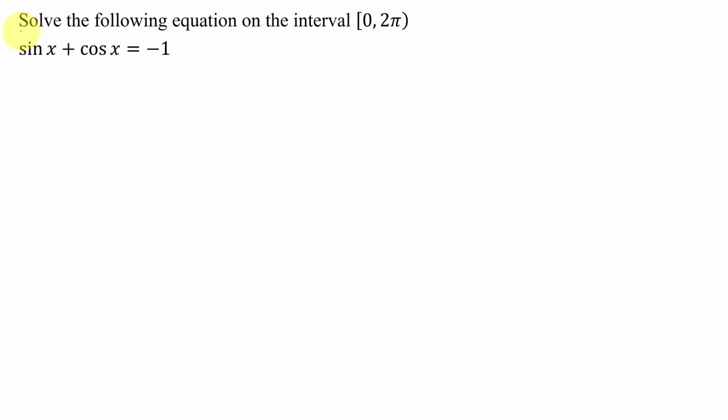In this example, I need to solve the following equation on the interval 0 to 2 pi. The equation is the sine of x plus the cosine of x equals -1. What type of equation is this? There are trig functions present, so it's a trigonometric equation.